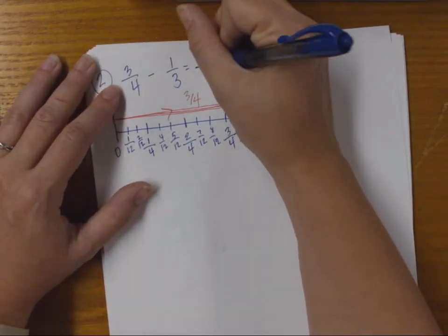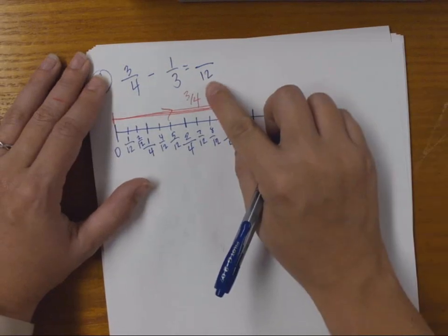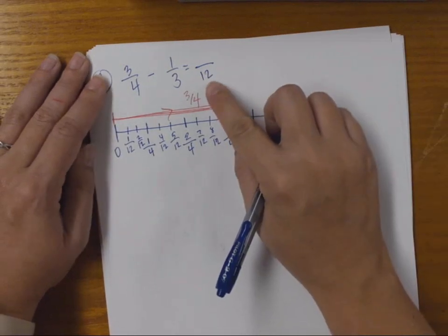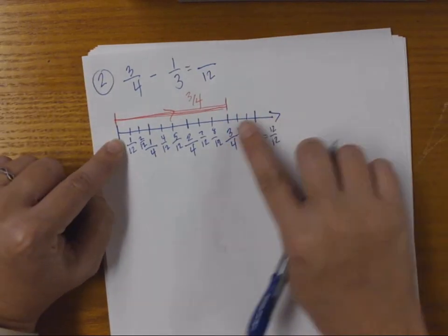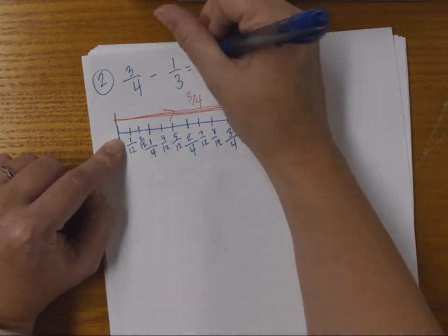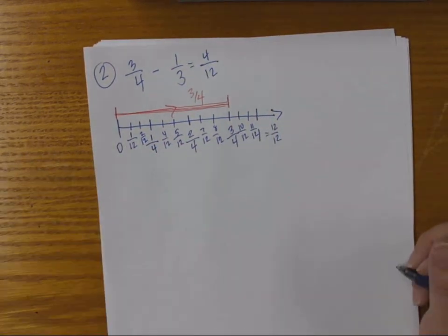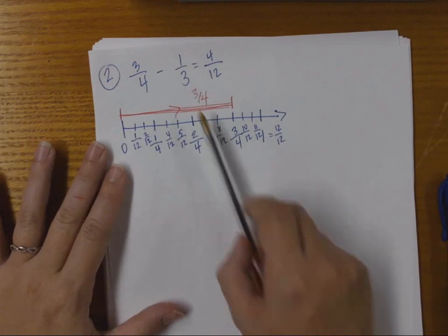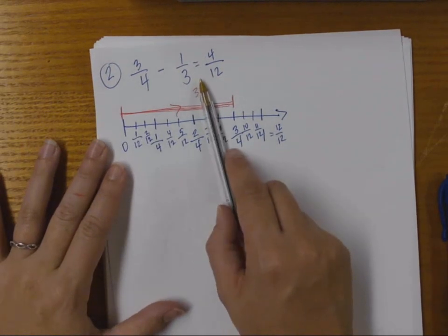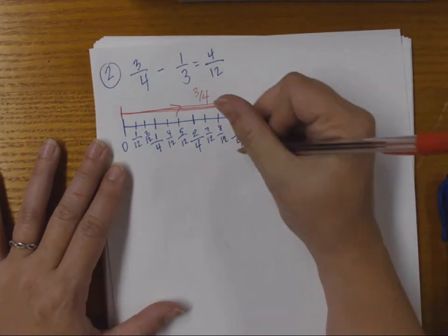Okay, so 1/3 is the same thing. If I take my 12ths and split them into 3 parts, there's going to be 4 in each part. So 4/12 is what I'm taking away. I'm basically getting a common denominator here of 12.